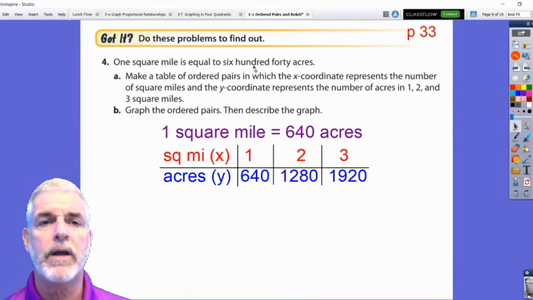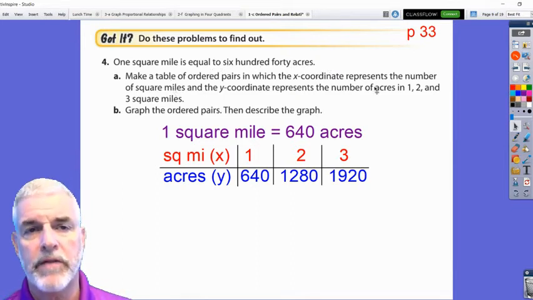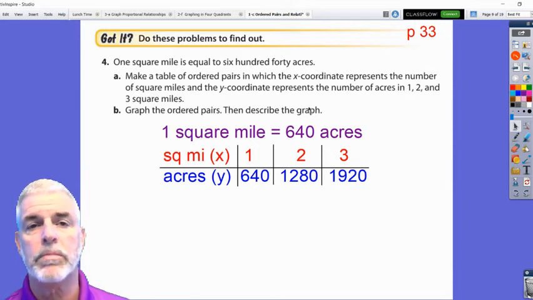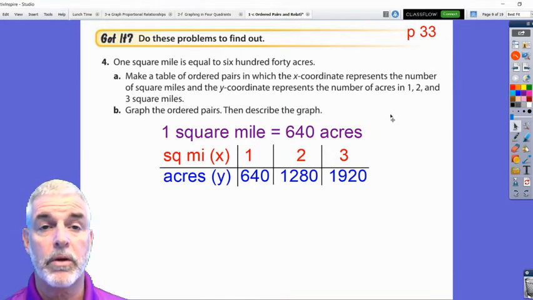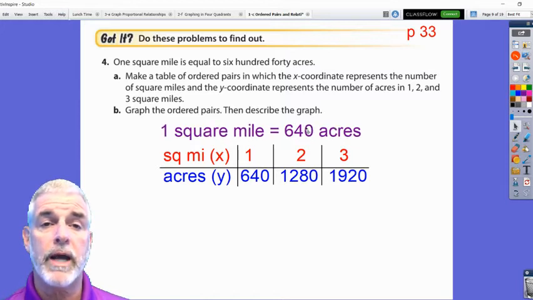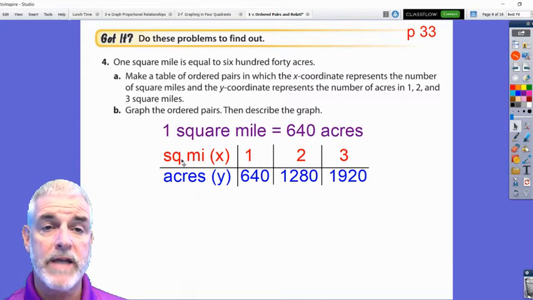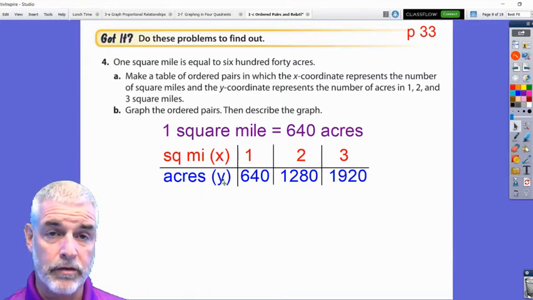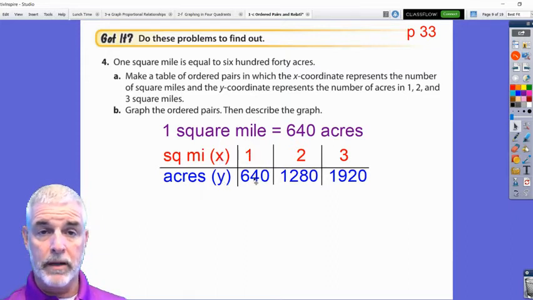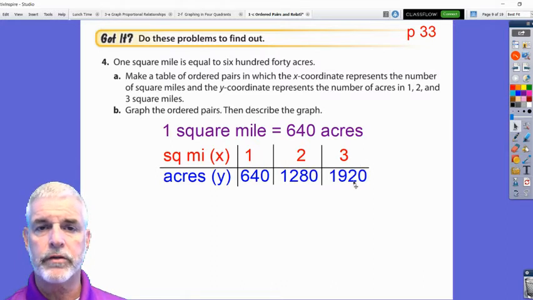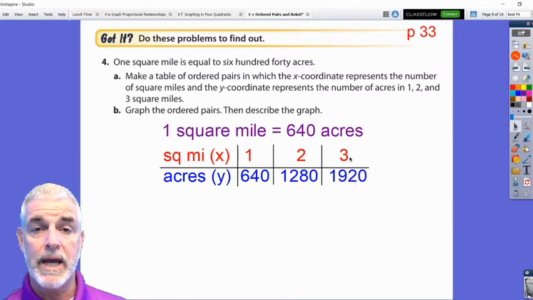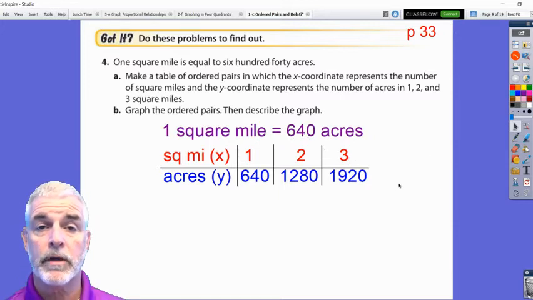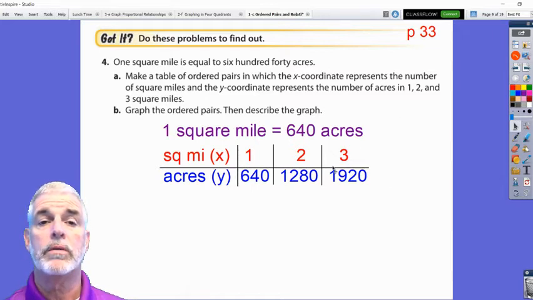Make a table of ordered pairs for X to be the square miles and Y be the number of acres in 1, 2, and 3 square miles. Graph the ordered pairs, describe the graph. Same thing as the example, okay? So 1 square mile is 640 acres. That's what we know. And we'll make our table here. Square miles is the X and acres is the Y. 1 square mile is 640 acres. 2 square miles, 1,280 acres. 2 times 640. 3 square miles, 1,920 acres. 1,800 plus 120. Okay. All right. So now make the graph.